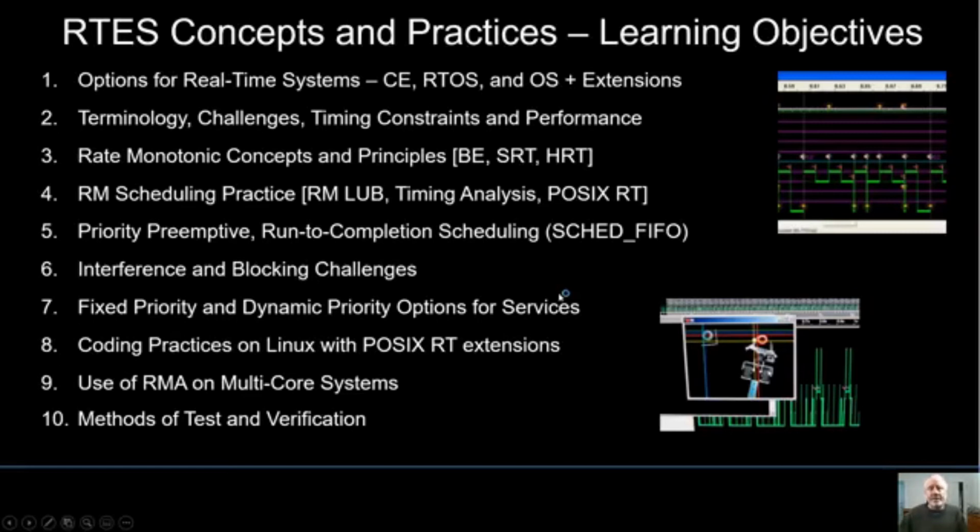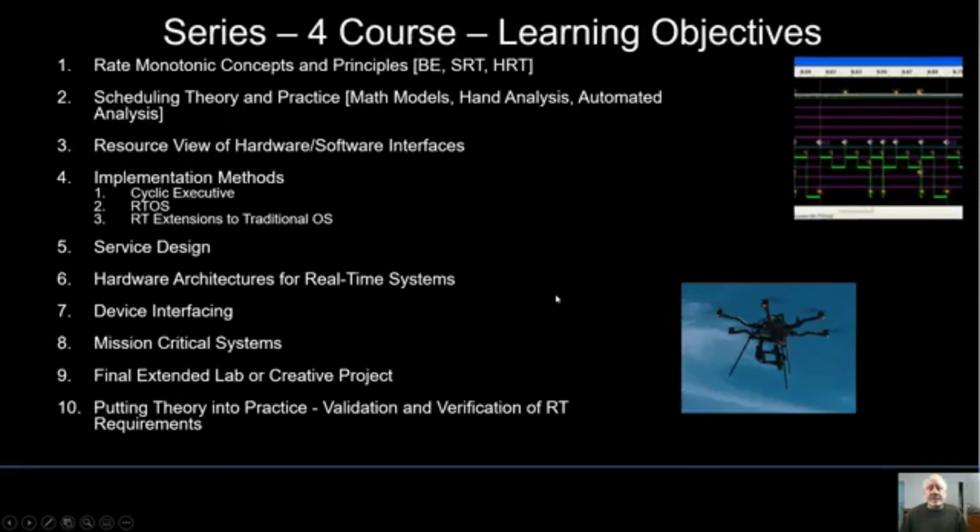So let's talk about the series for a moment, since this is the first course in the series. So the series is 4 courses, and these are really high-level statements of learning objectives. So, of course, from the first course, you'll have a good understanding of rate monotonic concepts and principles. In the second course, we go deeper into the math models, and we look more in depth not only at hand timing analysis, but automated methods for timing analysis. So we really dig into theory and analysis methods deeper in the second course compared to the first course, which is more focused on concepts and basic practices.